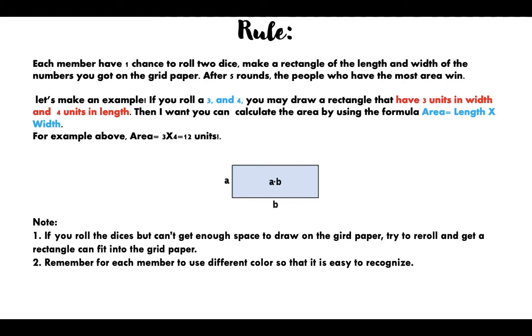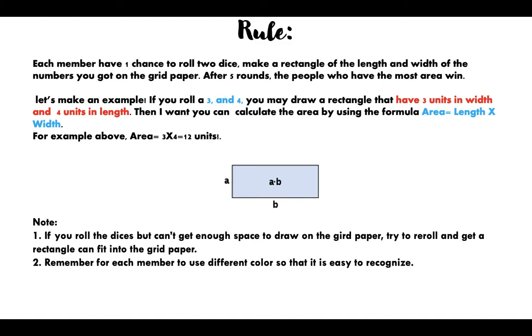The rule of this game is simple. Each member has 1 chance to roll 2 dice. Please make a rectangle with the length and the width of the numbers you got on the grid paper. You will have 5 rounds in total, and the person who has the most area wins. So now let's make an example first.